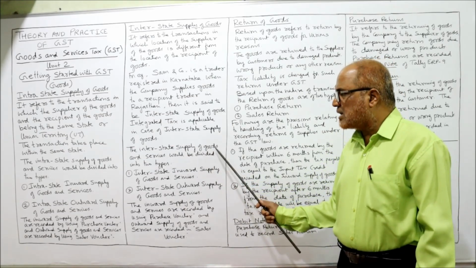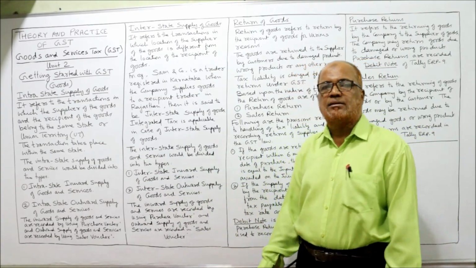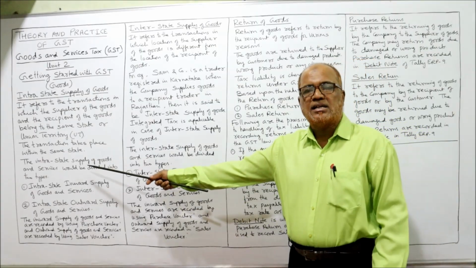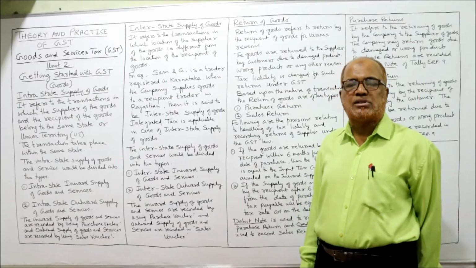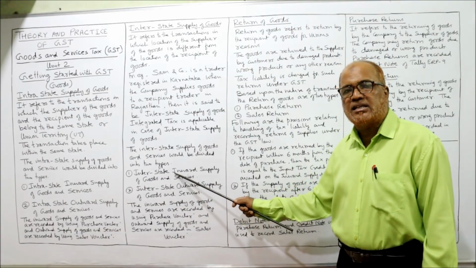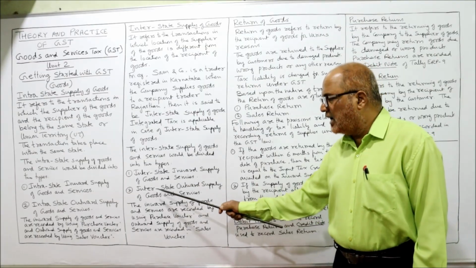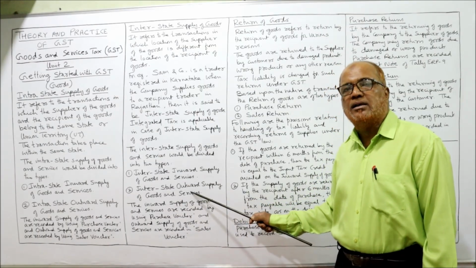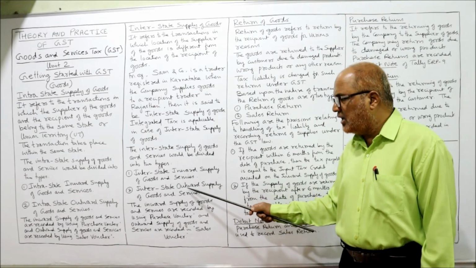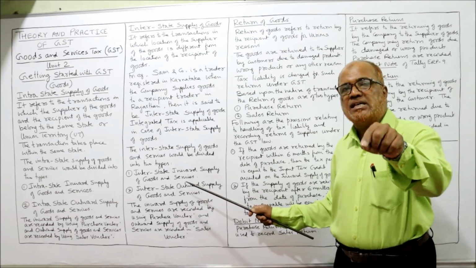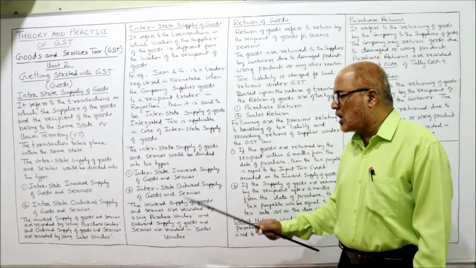The interstate supply of goods and services will be divided into two types, just like the intrastate. The first one is interstate inward supply of goods and services. Secondly, interstate outward supply of goods and services. So simply the difference is here inward, here outward. For purchases we use inward. For sales we use outward.